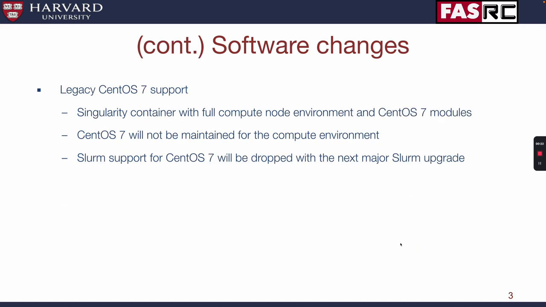For R, you can use install.packages for most packages, and for complex packages, you can use Spack. For legacy CentOS 7 support, we'll have a Singularity container with the full compute node environment and CentOS 7 modules. CentOS 7 will not be maintained for the compute environment. Also note that Slurm support for CentOS 7 will be dropped with the next major Slurm upgrade.